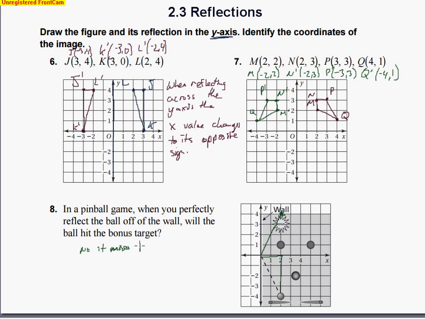And we could say the reflection goes 2 spaces right and 4 up. Well, those are the types of problems you're going to see on the homework. Good luck.